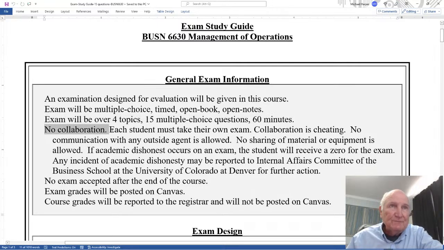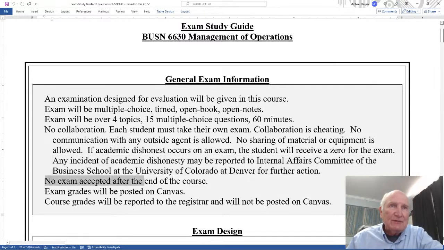No collaboration. Each student must take their own exam. Collaboration is cheating. No communication with any outside agent is allowed. No sharing of material or equipment is allowed. If academic dishonesty occurs on the exam, the student will receive a 0 for the exam. Any incident of academic dishonesty may be reported to the Internal Affairs Committee of the Business School for further action, or University of Colorado Denver.